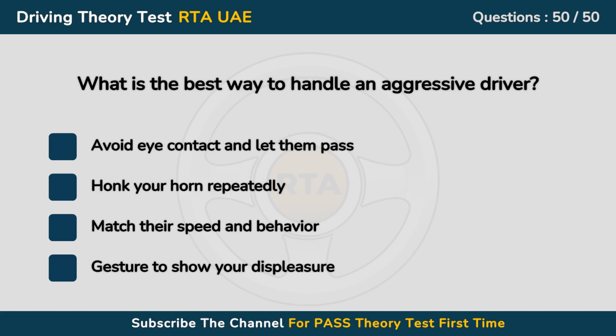A. Avoid eye contact and let them pass. B. Honk your horn repeatedly. C. Match their speed and behavior. D. Gesture to show your displeasure.